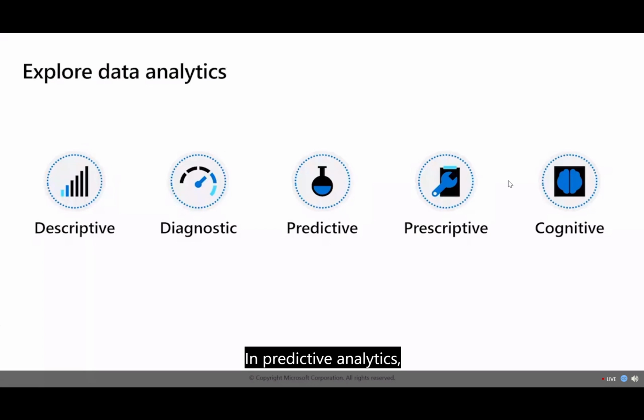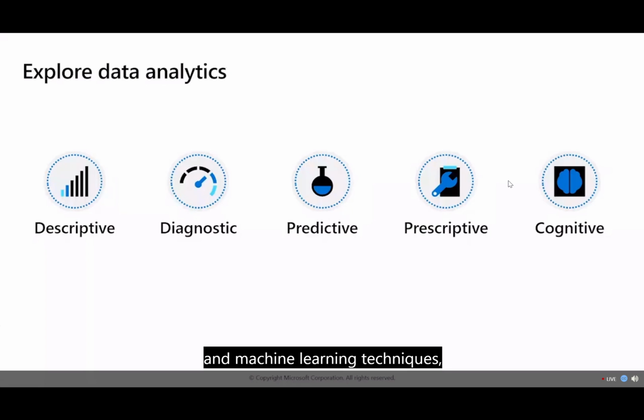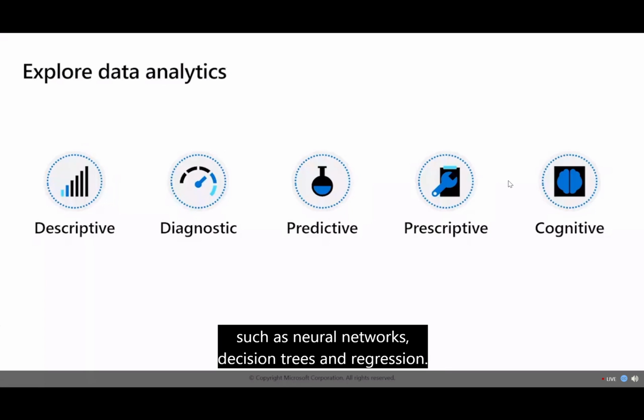In predictive analytics, this is all about trying to find out answers to questions like, what is likely to happen in the future based on previous trends and patterns. So predictive analytics is really used to help answer questions like what will happen in the future. We can use techniques that use historical data to identify trends and determine if they're likely to reoccur. Some of these techniques include statistical and machine learning techniques, such as neural networks, decision trees, and regression.